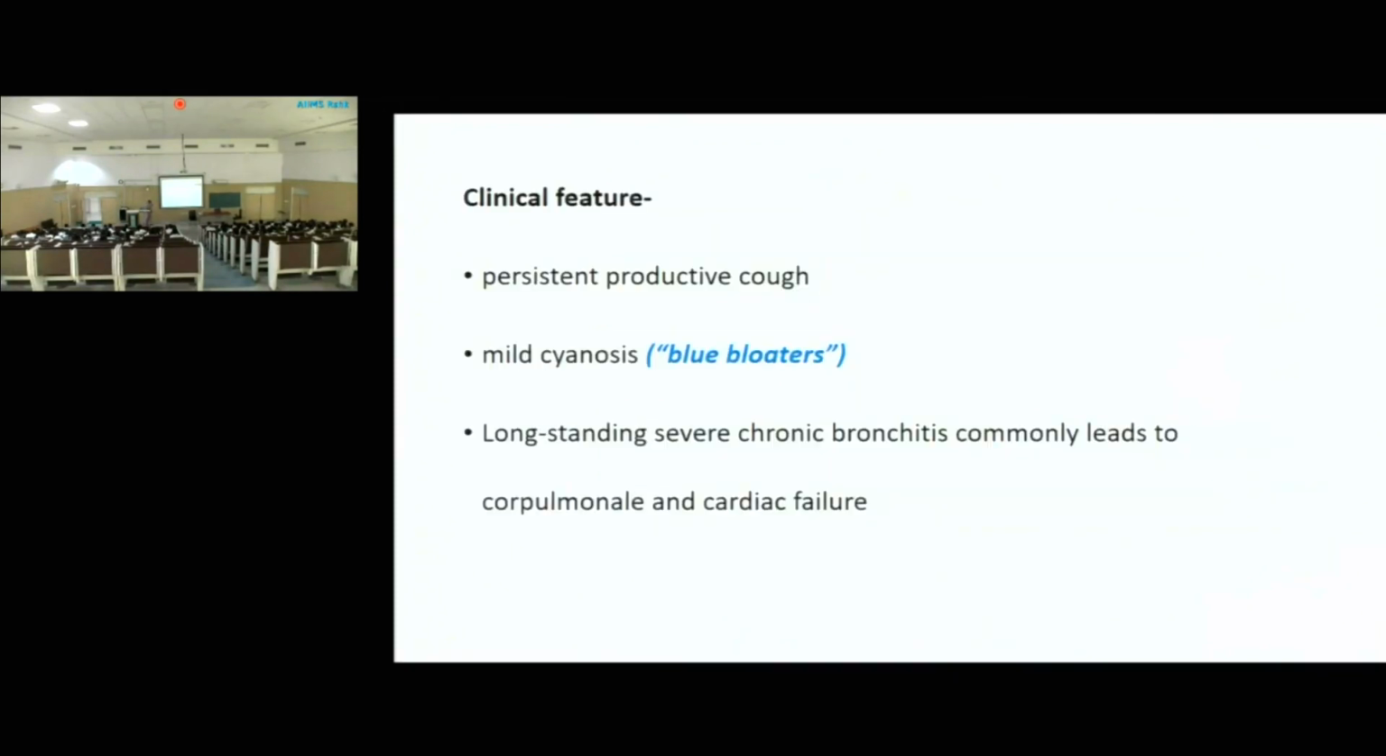So what are the clinical features that these patients will have? Due to the hypersecretions in the respiratory tract or bronchi, these patients will have a productive cough, right? There will be copious secretions, sputum. So these patients will have productive cough and mild cyanosis, or we call them blue bloaters also, right? And in long-standing cases, chronic bronchitis commonly leads to cor pulmonale. What is cor pulmonale? Can anyone tell? And cardiac failure also.